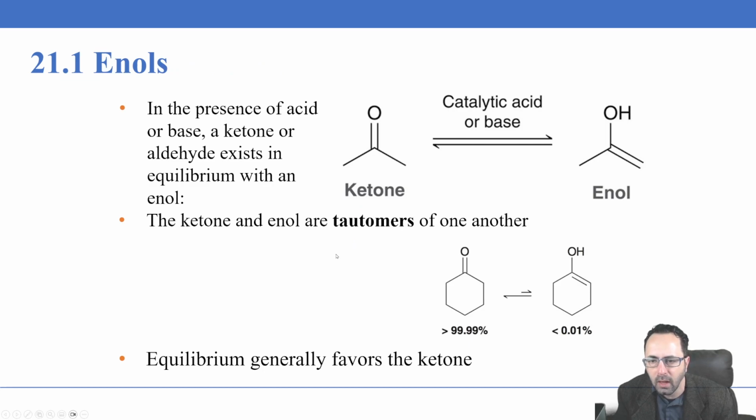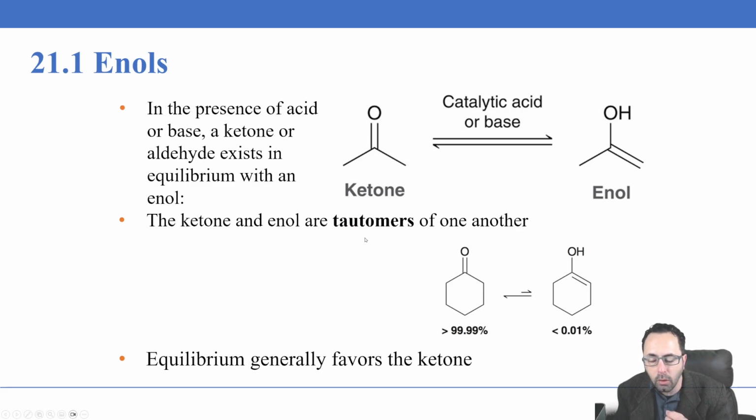In the presence of an acid, a ketone will be in equilibrium with another form called the enol. Essentially, what happens is one of these alpha protons jumps over to the oxygen, and you end up with the pi bond between these two carbons, the alpha carbon and the former carbonyl carbon. These are referred to as tautomers of one another, meaning that you have an interconversion between the two, and they're in equilibrium with one another.